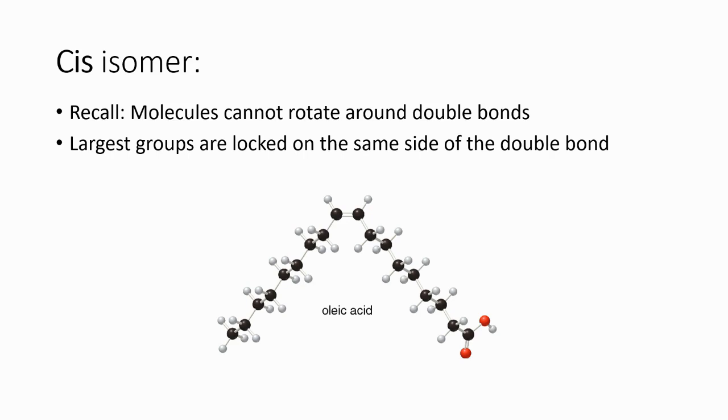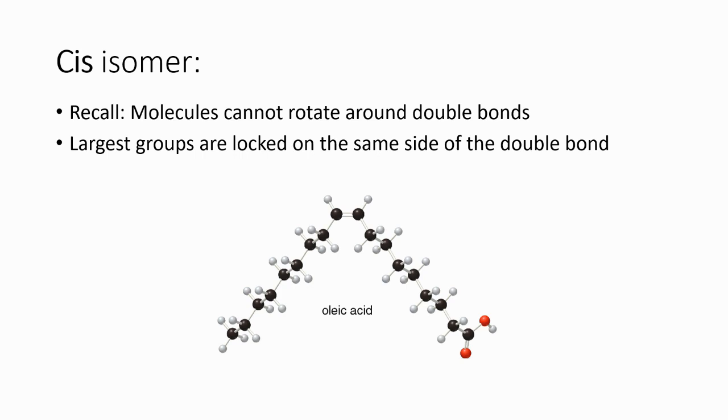Okay. So, what do you mean on the same side? So this would be like the top and this is the bottom. Gotcha. Yeah. Okay. So if one group was up here, then that's a trans isomer. Okay, thank you. Yeah, good question.